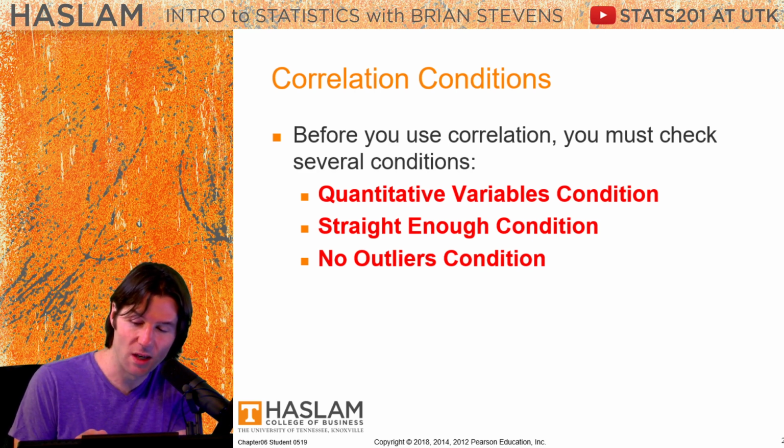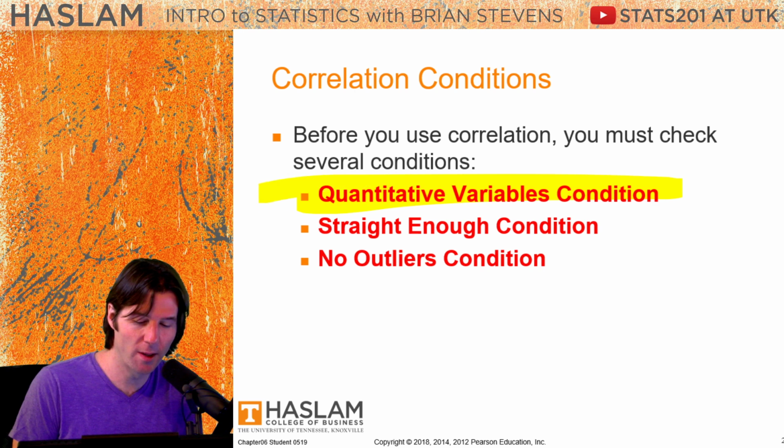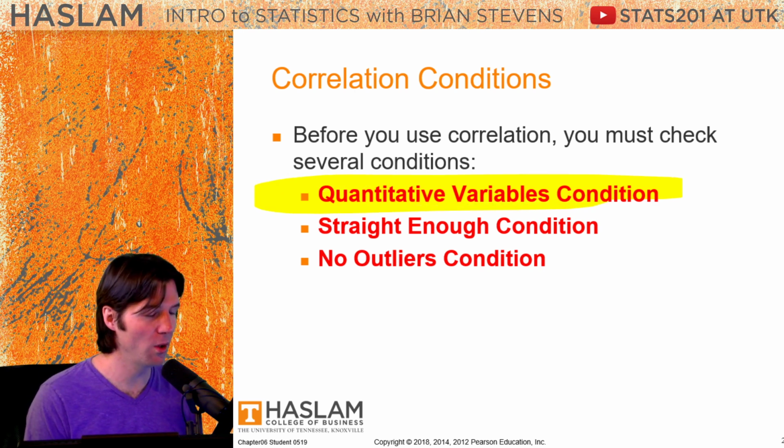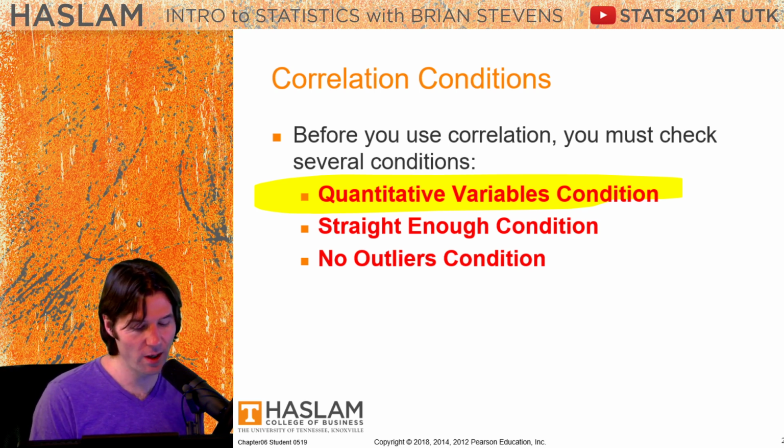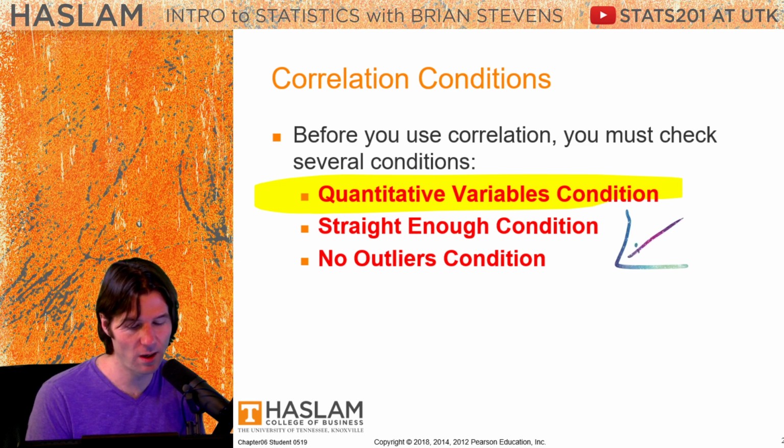So we got QQ, straight enough, no outliers. What does QQ stand for? QQ stands for both variables are quantitative. What does straight enough stand for? Straight enough means it is pretty much a linear relationship.